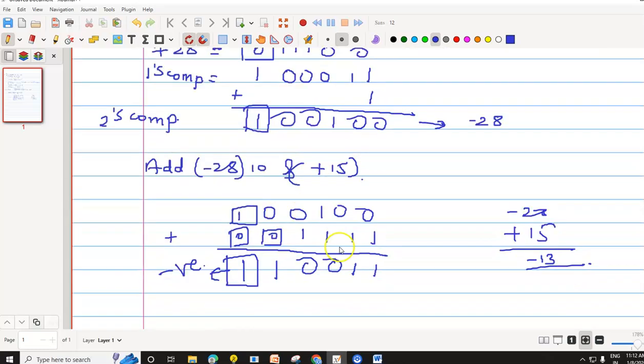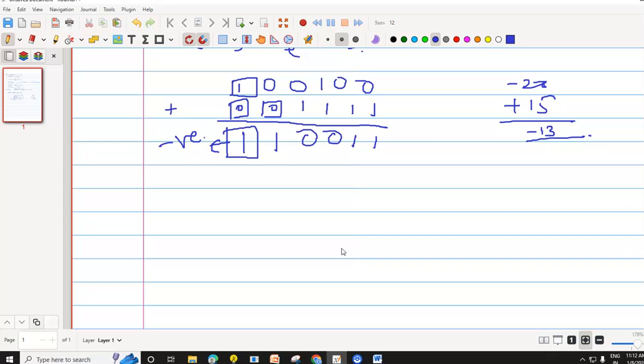Okay, this will represent the sign, and it shows that it is a negative. Now how to check the magnitude? So for checking the magnitude, as the answer is negative, you have to do 2's complement to check your answer. This you remember, okay students?